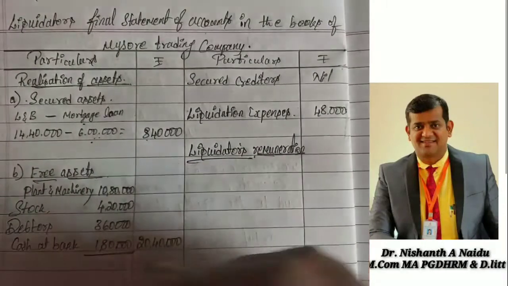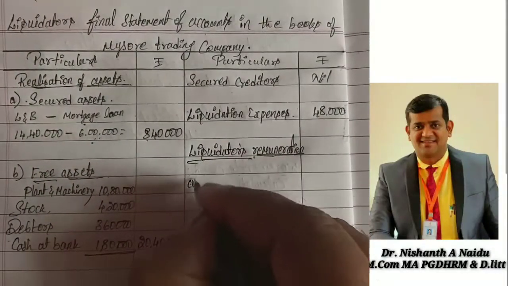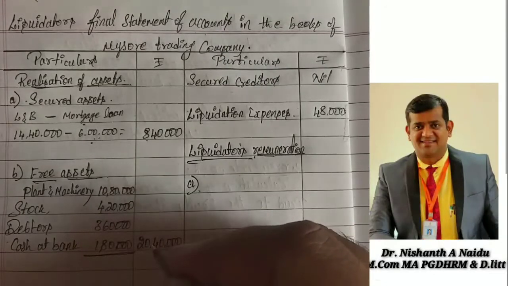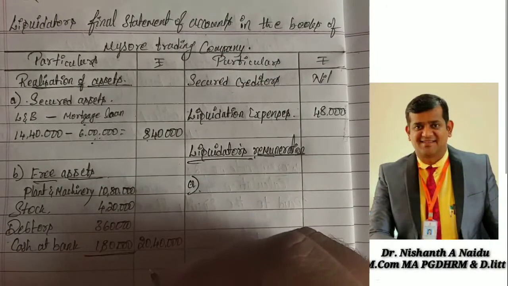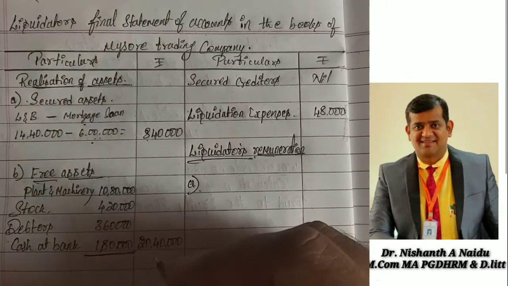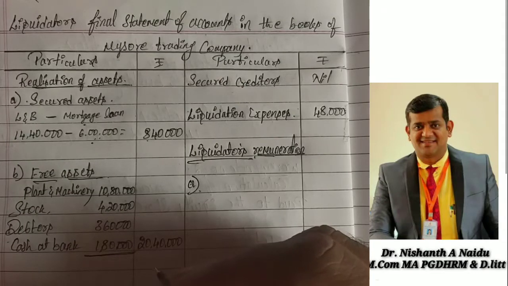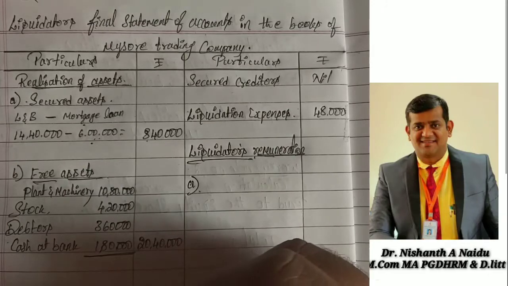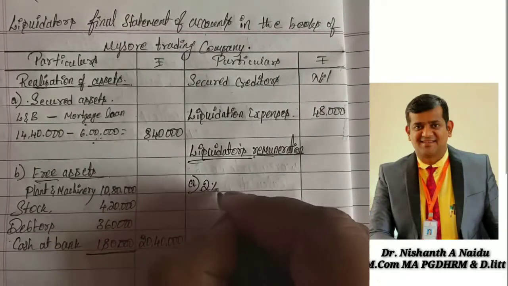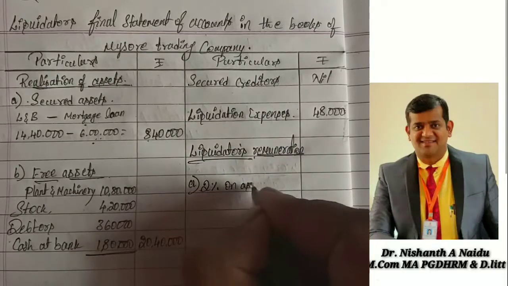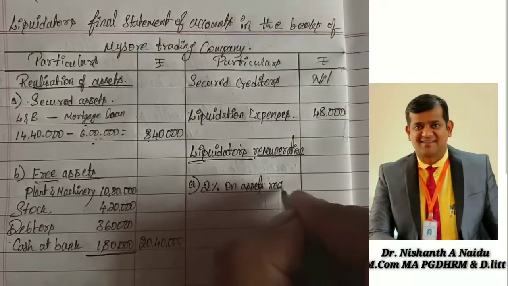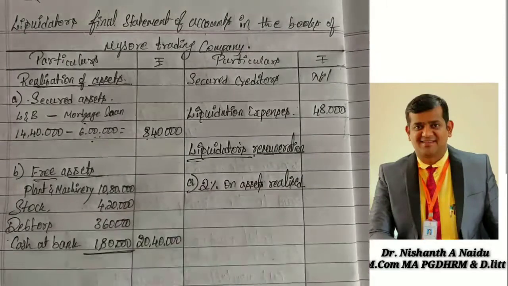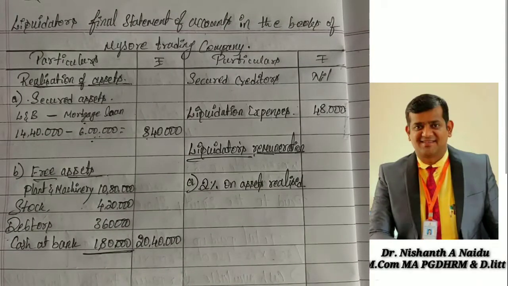Liquidator's remuneration. Under that point A, on assets realized. How much did he say? The liquidator is entitled to a commission of 2% on all assets realized other than cash at bank. So 2% on assets realized. What is the amount of assets realized?